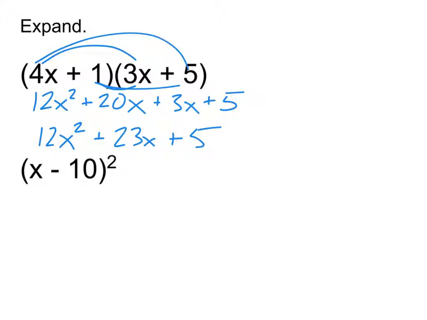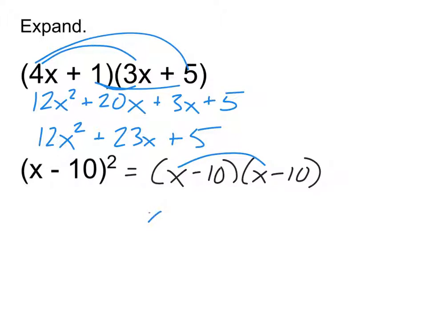And then for this last one, first of all, the answer is not x squared minus 100, because remember what squaring something means. In order to square something, that means to multiply it by itself. So this is really x minus 10 times x minus 10. And then we could still multiply everything in the first parentheses by everything in the second.